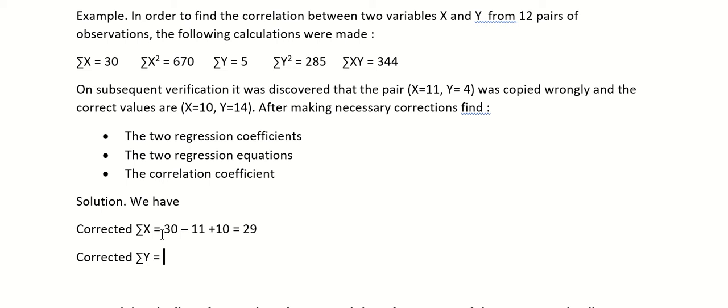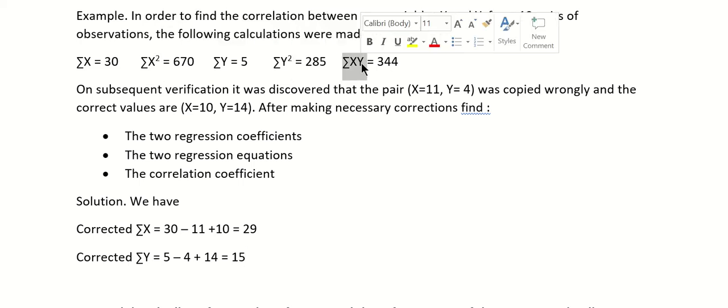Summation of y is 5, and the wrong value is 4 here. So 5 minus 4, and the right value is 14, so I will add 14 here. So the corrected summation of y is 15. So we have calculated the corrected summation of x and the corrected summation of y. Now similarly we have to calculate the rest of the values also: corrected summation of x square, corrected summation of y square, and corrected summation of xy.